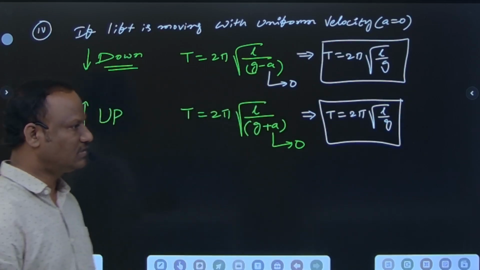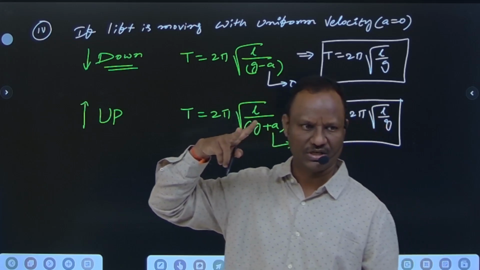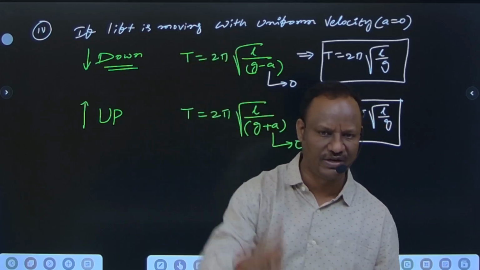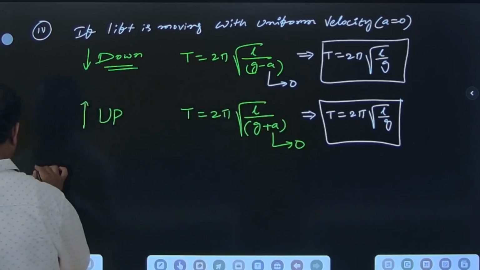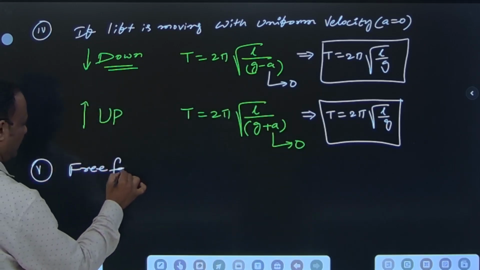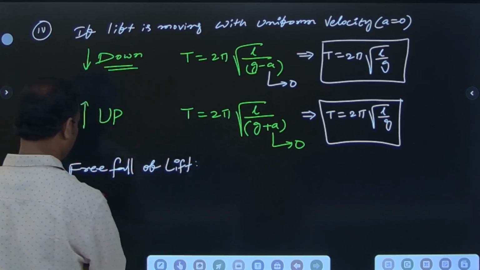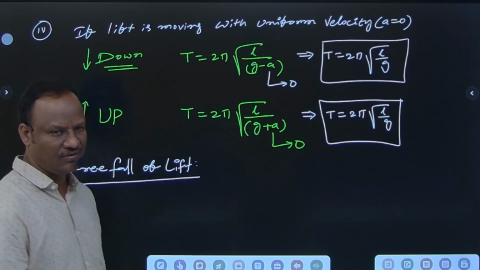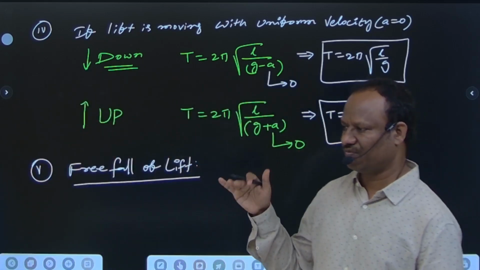Sir, if the lift is moving, so the string is cut off. String is cut. It's moving like a free fall. Okay. Next one, the fifth case, for free fall of lift. If it is freely falling, if any body is dropped from a certain height, it is under the case of freely falling.